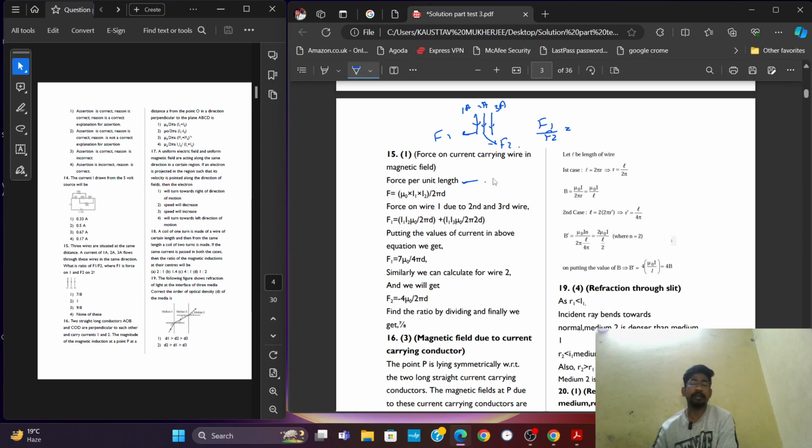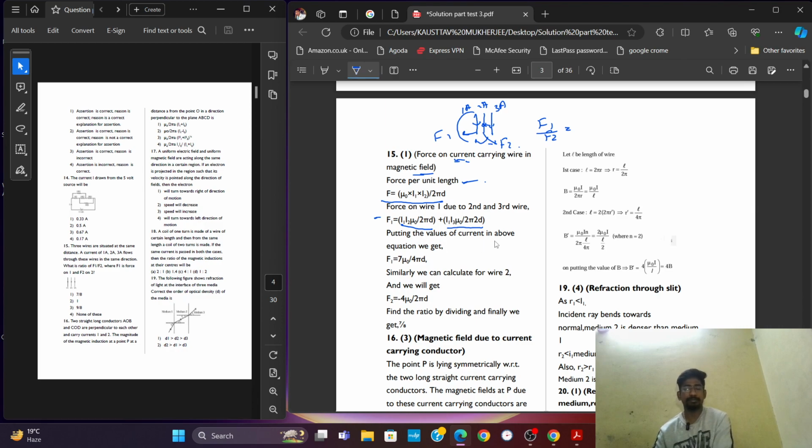As we all know, the magnetic force on a current carrying wire in a magnetic field is given by this formula. It is the force per unit length, not the actual force. In the first wire, the force will be developed by this wire and also by this wire. So the total force on the first wire will be due to the second wire and due to the third wire.